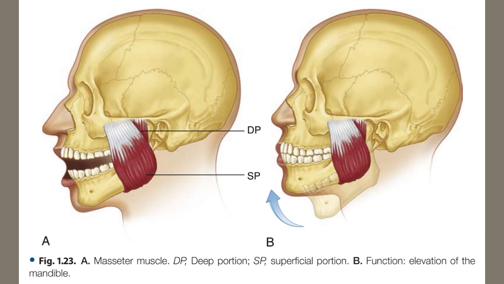As fibers of the masseter contract, the mandible is elevated and the teeth are brought into contact. The masseter is a powerful muscle that provides the force necessary to chew efficiently. Its superficial portion may also aid in protruding the mandible. When the mandible is protruded and biting force is applied, the fibers of the deep portion stabilize the condyle against the articular eminence.